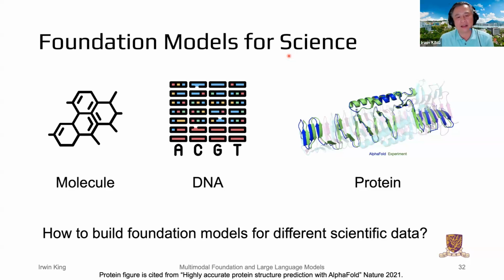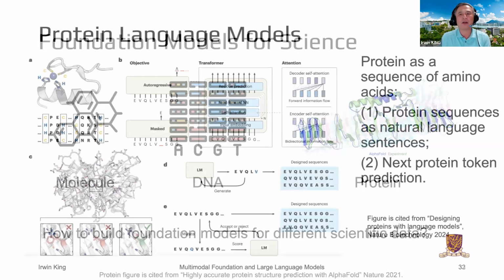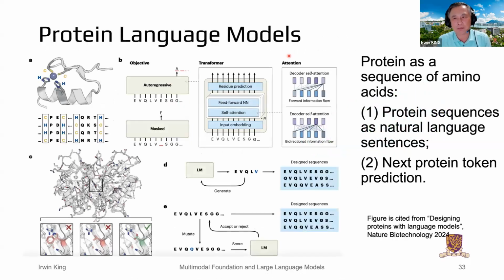But nonetheless, how can we build foundation models for different scientific data? Can we do this? What if we built one for DNA and protein? It turned out that you could treat a protein as a sequence of amino acids, so that a protein sequence can become what we call a natural language sentence.